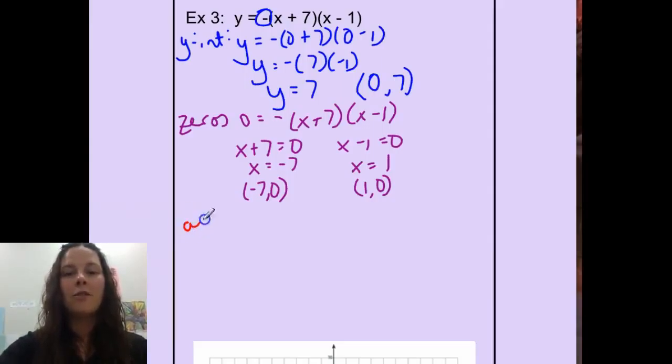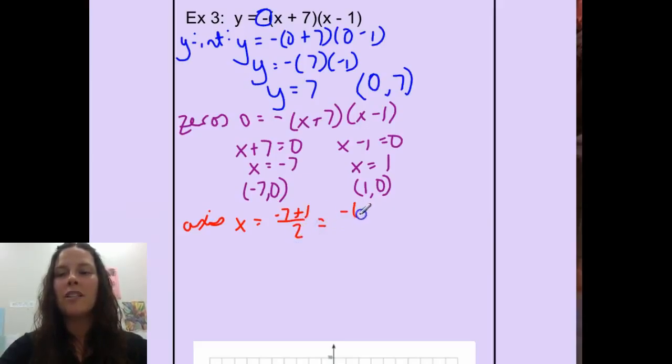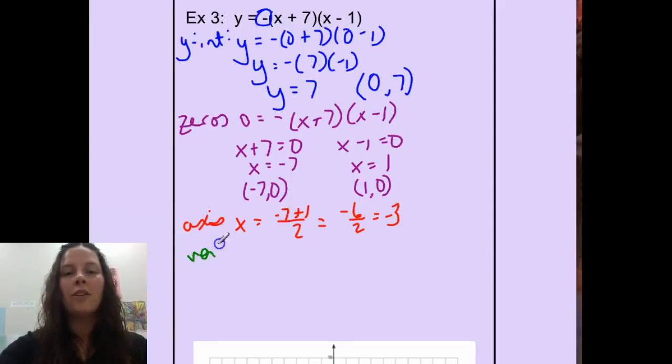After we have our zeros, we can average them together to get our axis of symmetry. We'll take our negative 7 plus 1 and divide by 2. Negative 7 plus 1 is negative 6. Divided by 2 is negative 3. So x equals negative 3 is our axis of symmetry, which is also the x-coordinate of our vertex.